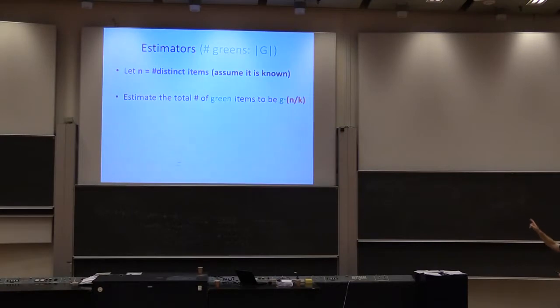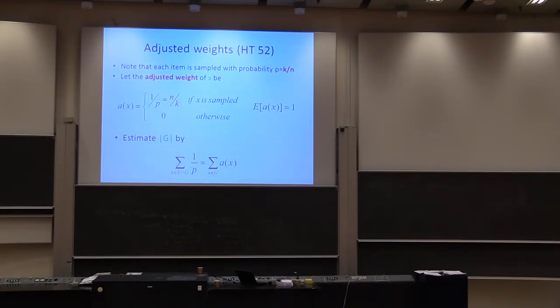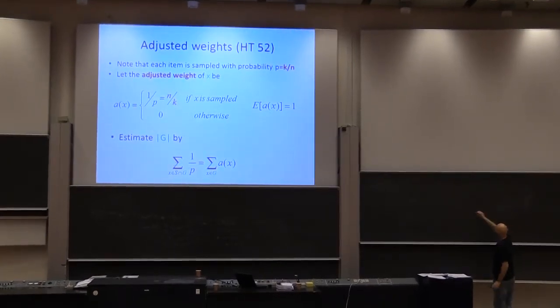So let me try to look at this estimate in a slightly different way. I want to define a notion called an adjusted weight that I'm going to use in the rest of the talk. So there is this huge sample space, right?